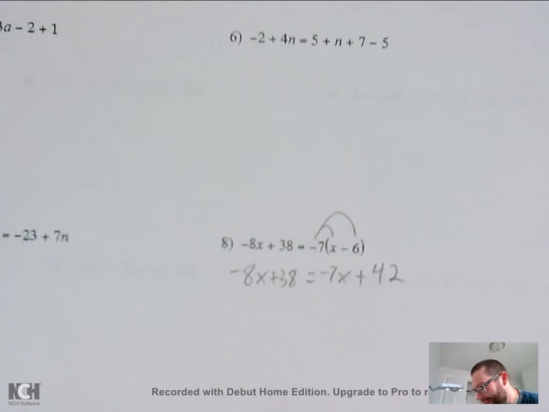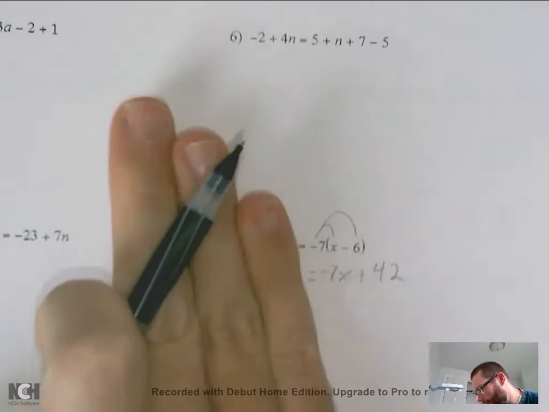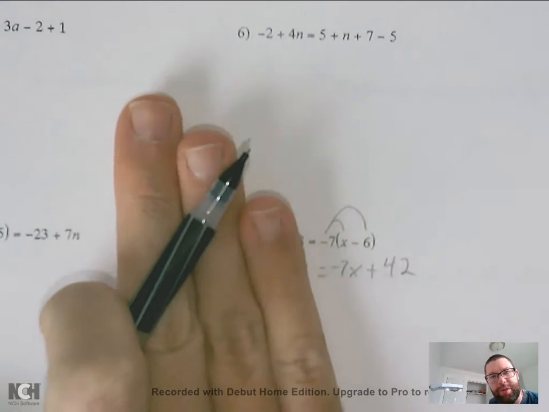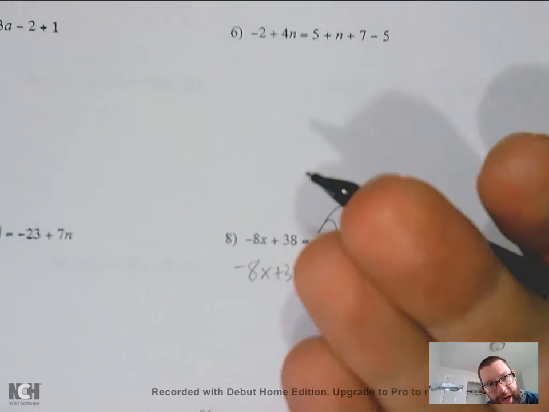Okay, next step, we've distributed. We're going to look for like terms. Left side, I don't see any like terms. Right side, I don't see any like terms. So no like terms to combine. Next step is to move the variable to one side.